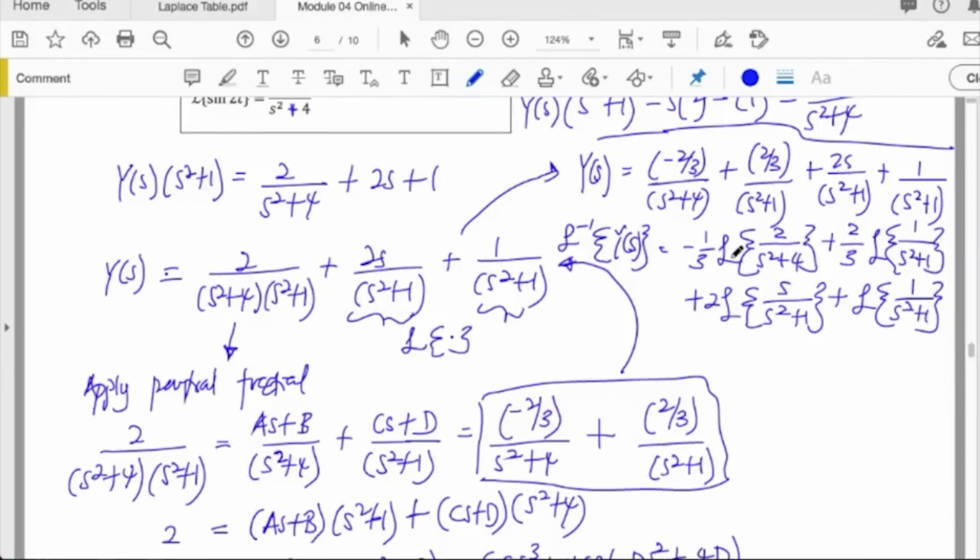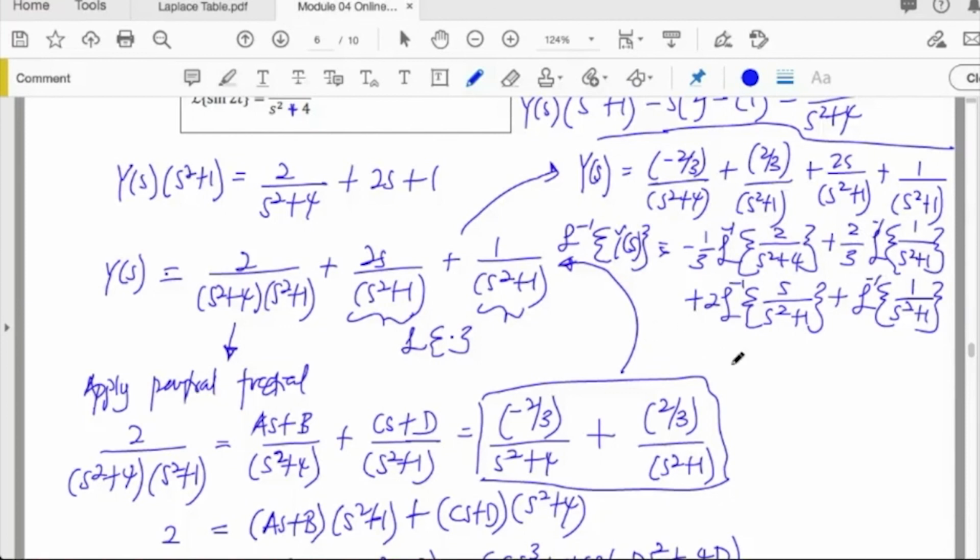What I did here is I tried to simplify. I put some of these constants outside, so I just apply the Laplace transform inside the bracket. In order to do this, you must refer to the Laplace tables because you want to find which forms you can use when you apply the inverse Laplace. It should be inverse Laplace.